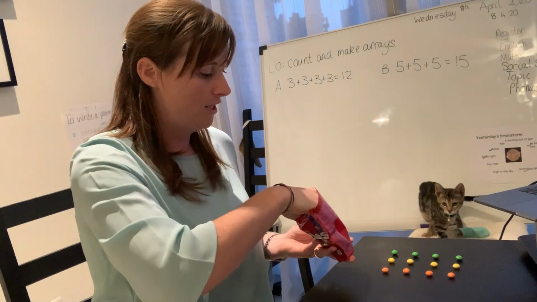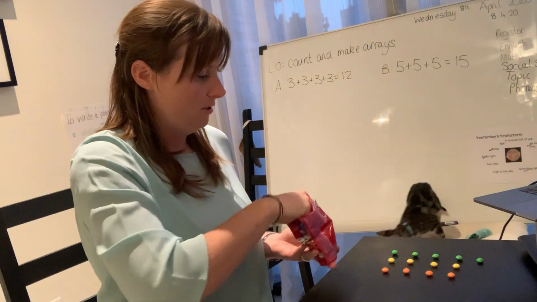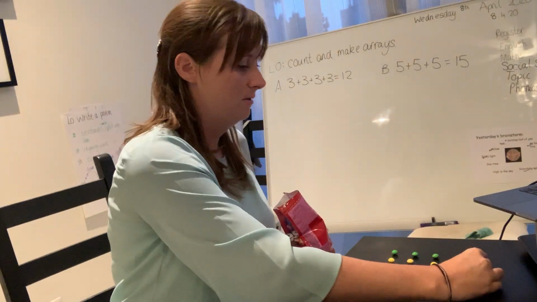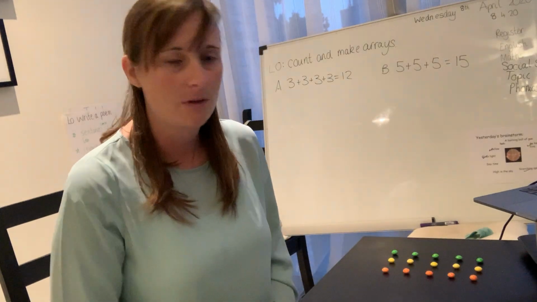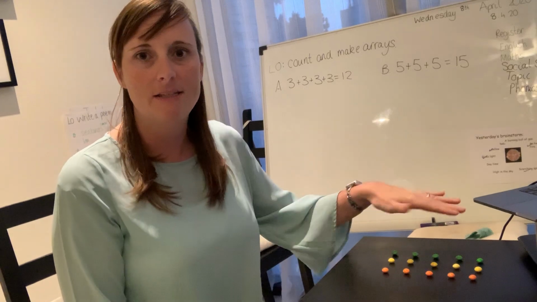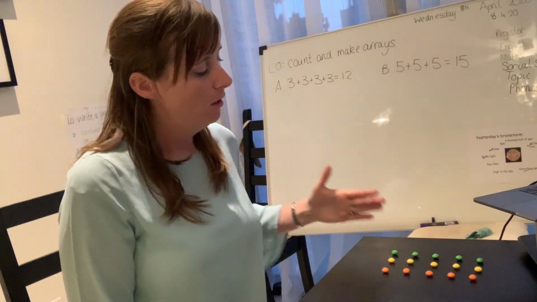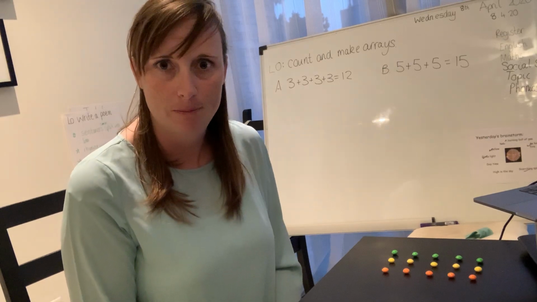So I'm just going to change my rows a little bit. Hello, Mischief in the background. Here's another yellow one. So there is my array. This is an array. I've got rows, I've got columns, and we're going to add them up.